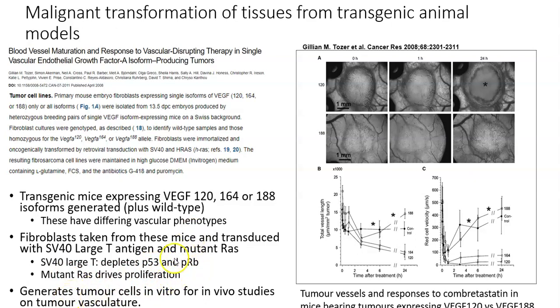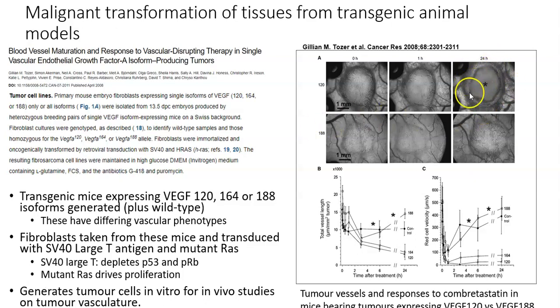And in doing that, we used the cells that we isolated. They cultured them in the lab. They were now tumorigenic, so that they could be implanted into animals, and that was a sort of an animal model of fibrosarcoma, which is what these cells turned into. We were then able to use these tumours implanted into mice to show differential effects of VEGF 120 expressing fibrosarcomas versus VEGF 188 expressing fibrosarcomas.